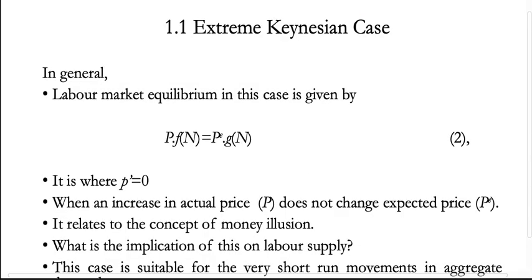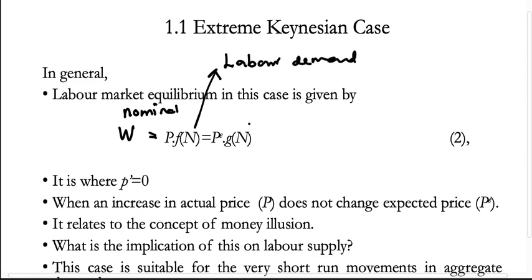So, let's look at the first one. Extreme case of Keynesian. If you can recall back, in the labor market, we have this, number 2. Whenever you see P here, equivalent to capital W, then we're talking about nominal value, yeah? So this is actually nominal labor demand when we use nominal wage. This is actually labor supply. We have seen these two in the previous chapter 5.